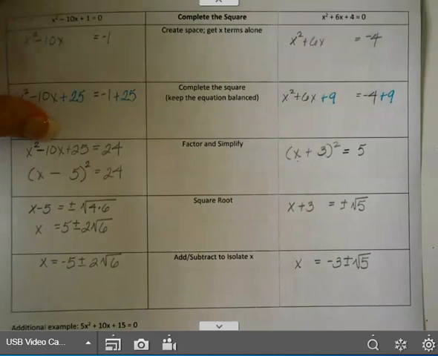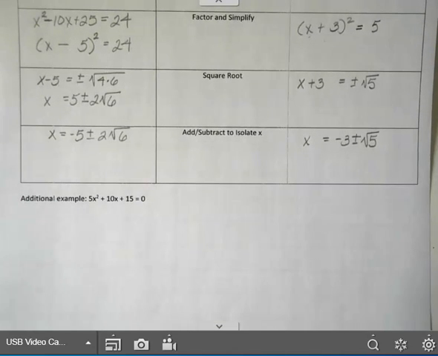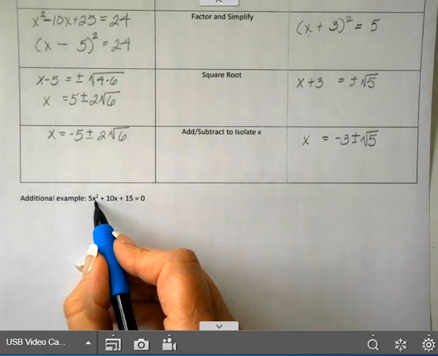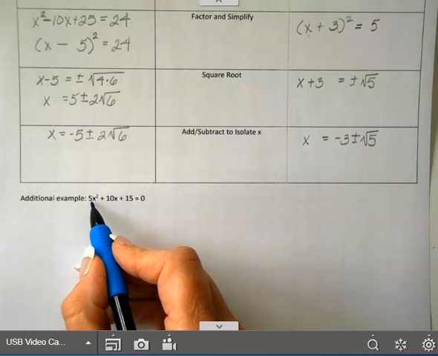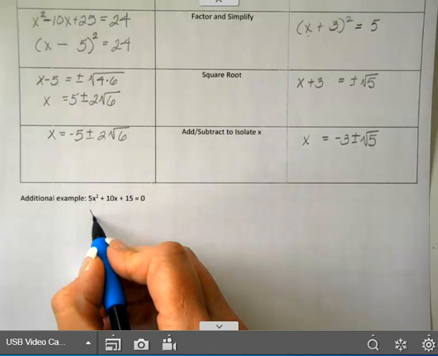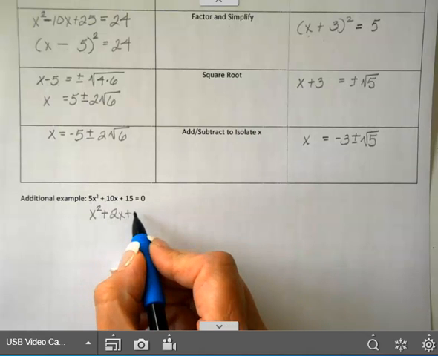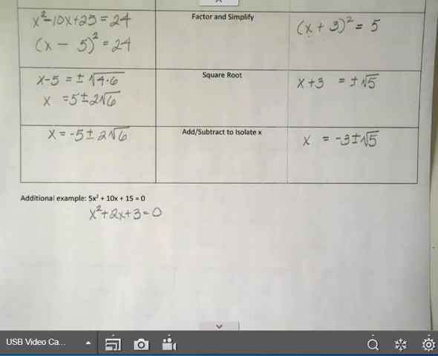Let's try one more. For this last example, notice I have a 5 in front of my x squared. That's not a perfect square. So I have to look at this and notice they have a greatest common factor. So I'm going to divide that out. And 0 divided by 5 is still 0. So I can get rid of that 5, and now I have something nice to complete the square.